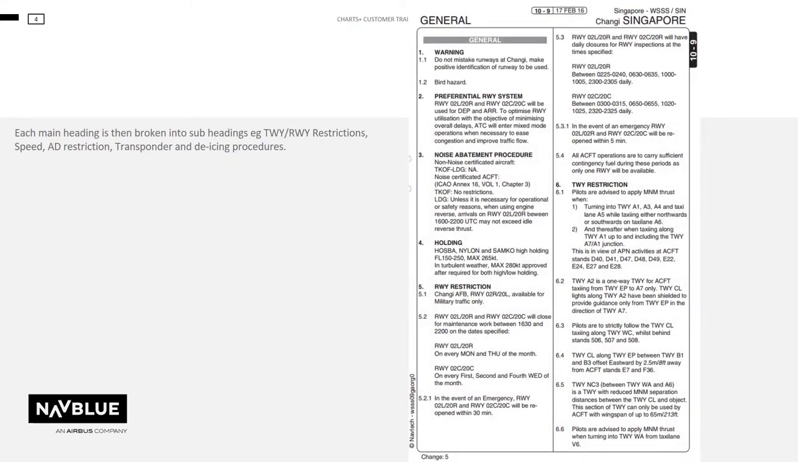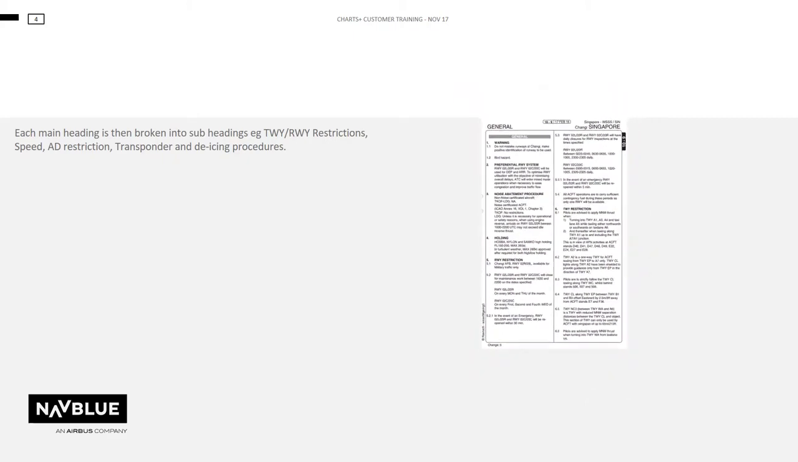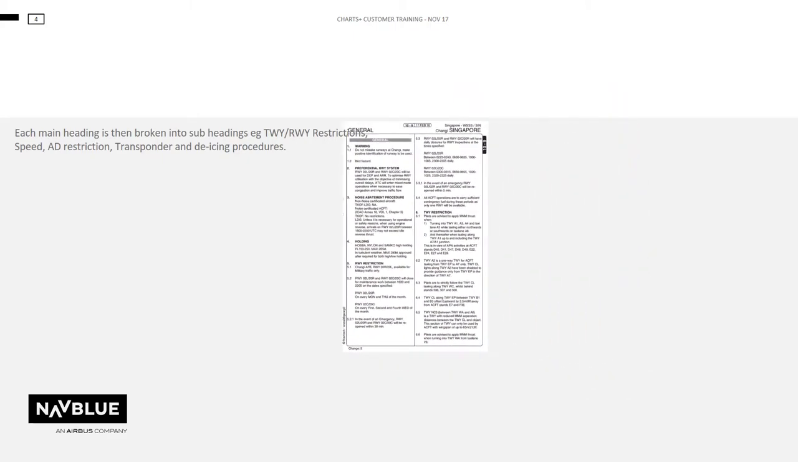General text information can extend over more than one page. It can also be combined with ground charts.